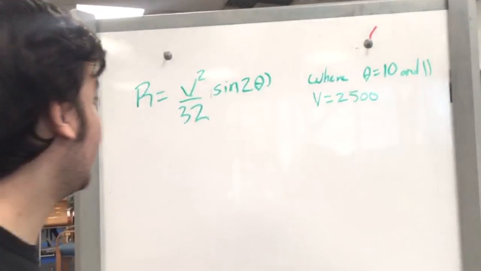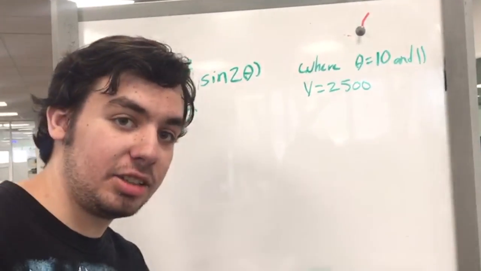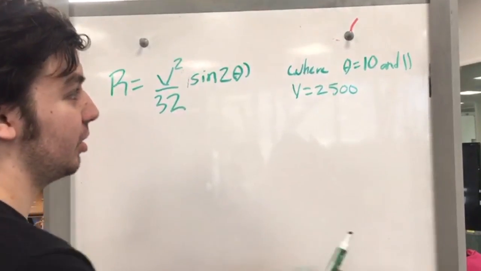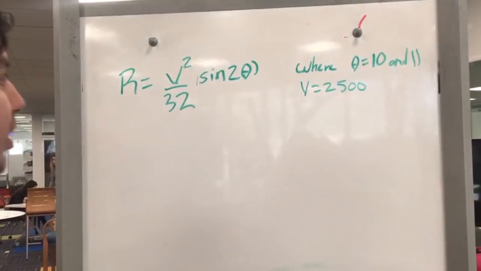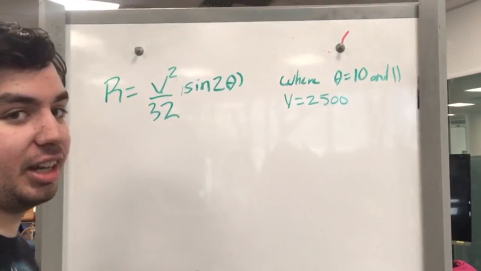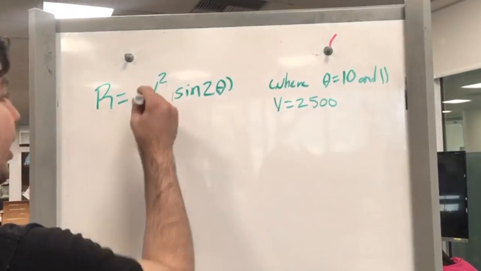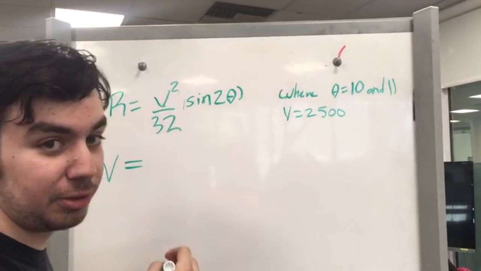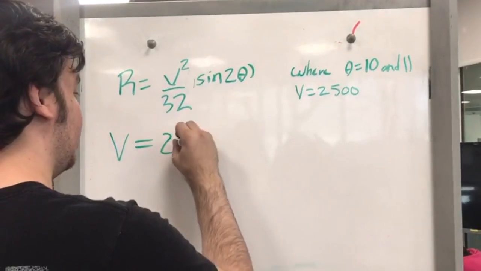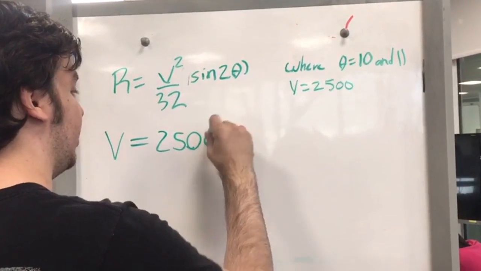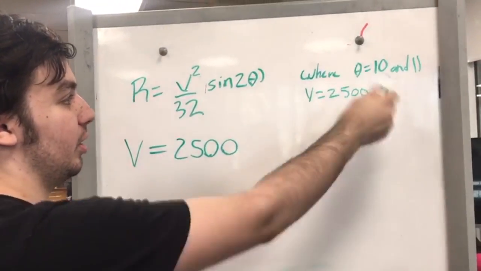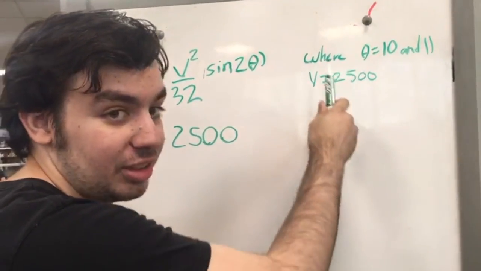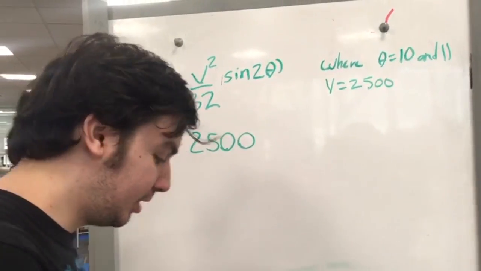Okay, now the first problem asks us to find the exact difference between the two distances. It represents basically a projectile being thrown at v, which is the feet per second, basically the velocity, which equals 2,500. Now, it asks us to find the difference when it is thrown between angles 10 and 11.